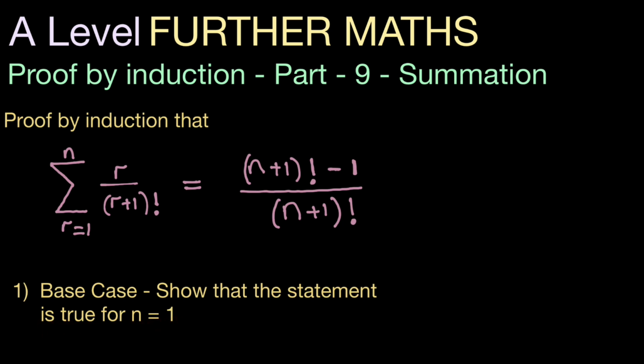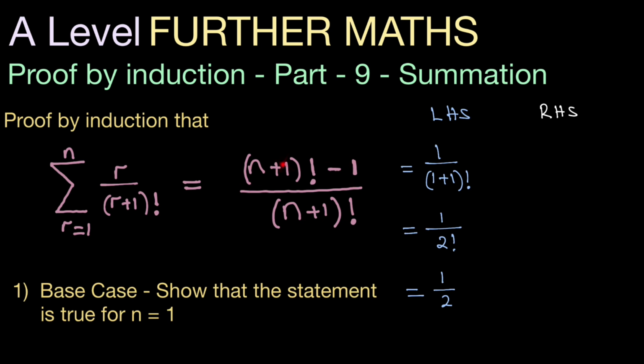To do that, we look at the left-hand side and the right-hand side. This is the left-hand side and that is the right-hand side. For the left-hand side, where n equals 1, you start with r equals 1 and you get to n, which is 1. So this has to be 1. So you would get 1 over 1 plus 1 factorial, and that equals 1 over 2 factorial. And 2 factorial is 2 times 1, which equals 2. So you get 1 over 2.